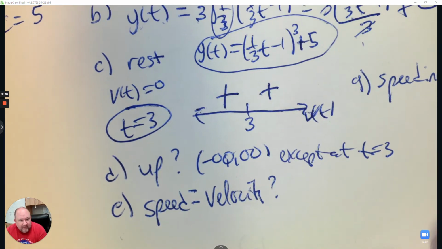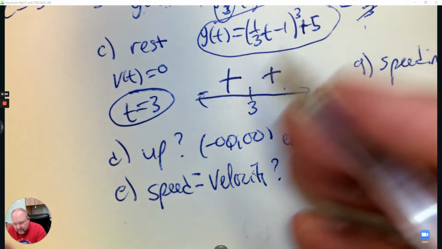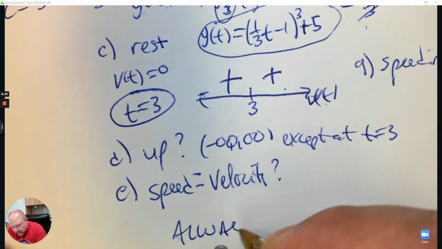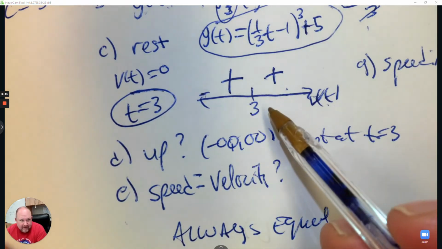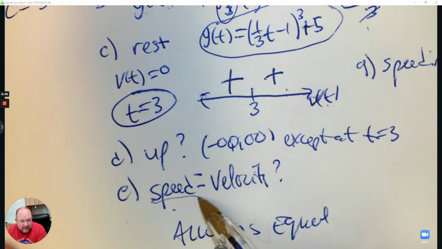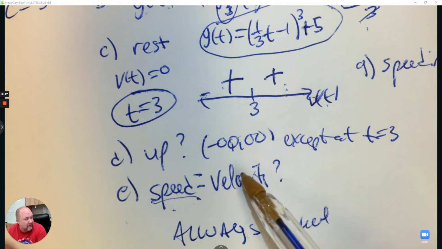When does speed equal velocity? And the answer is, because the velocity is always positive, they're always equal. The only time they're not equal is when velocity is negative, because speed is always a positive value. So since velocity is always positive, speed always equals velocity.